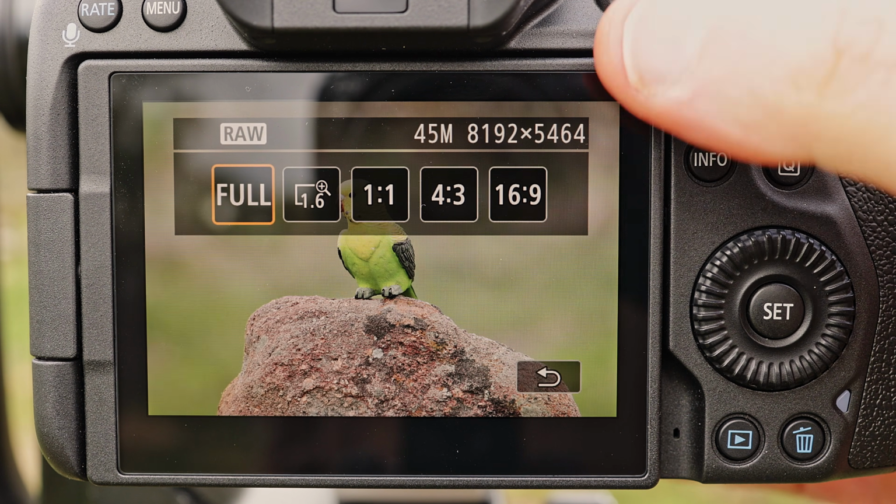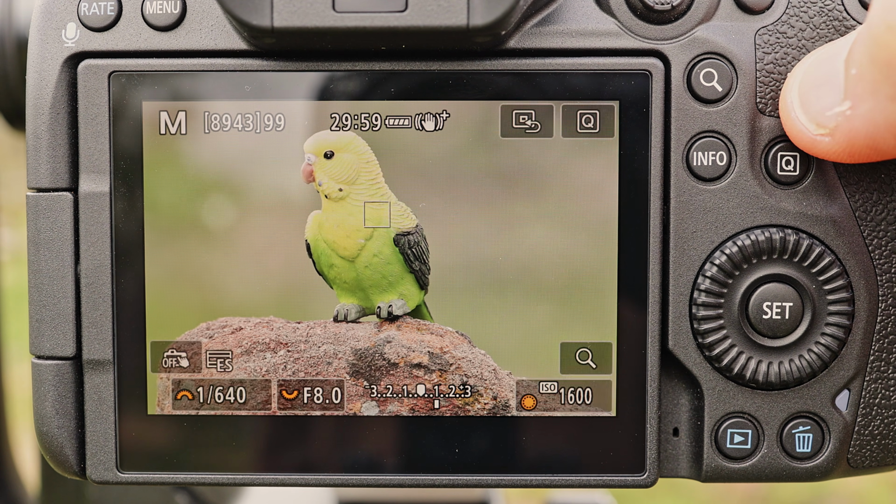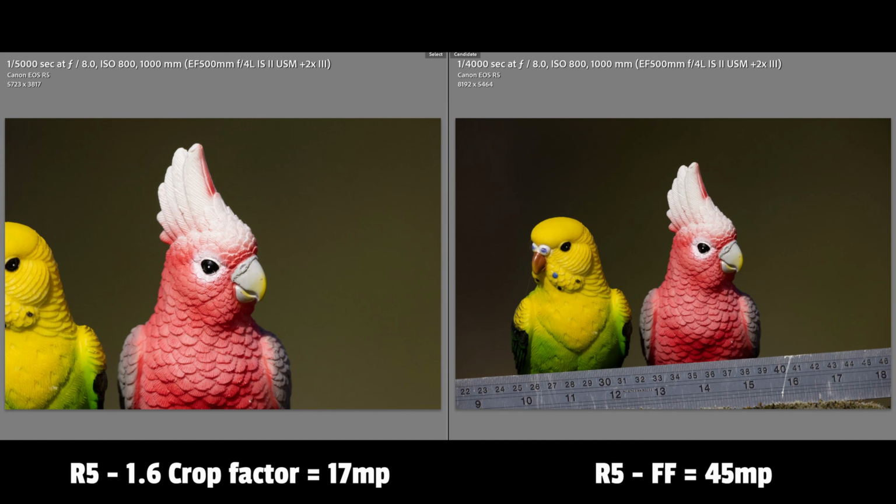So I often get asked if I use the 1.6 crop mode on the R5. Effectively, you can just push a button and it makes it an APS-C sensor about 17 megapixels in size. And you can see on the screen, we've got the full frame image on the right, and we've got the APS-C 1.6 crop version on the left. Both of these images are exactly the same. I could just crop the full frame in post, which would give me the same image. The question is, why would you ever use the crop mode in this camera?